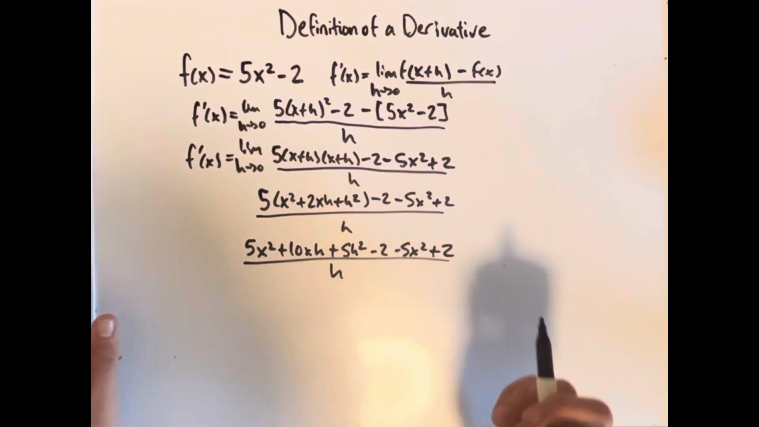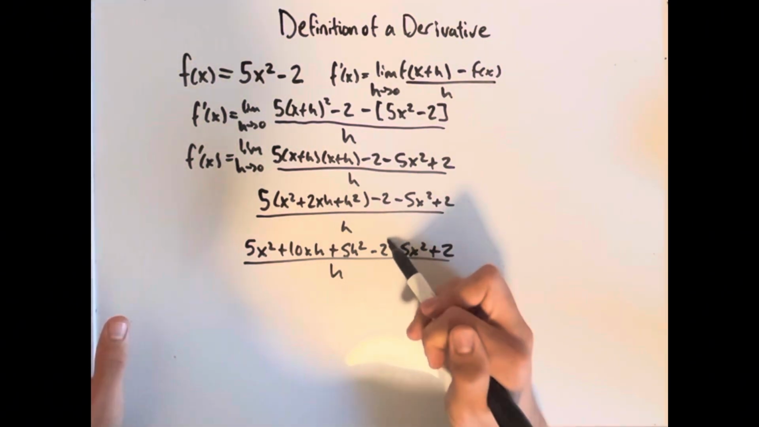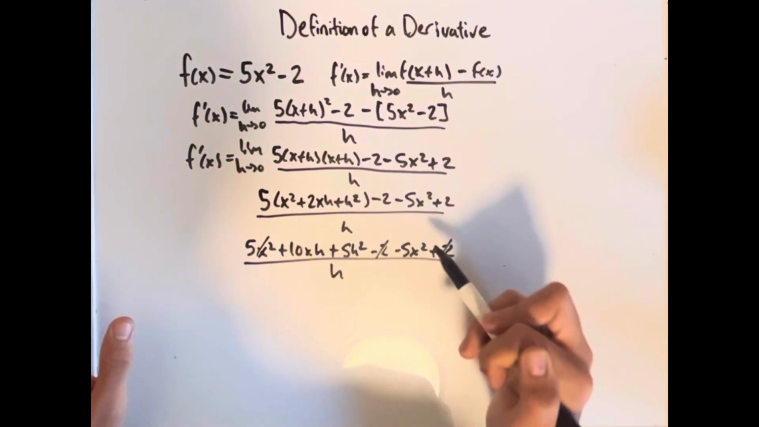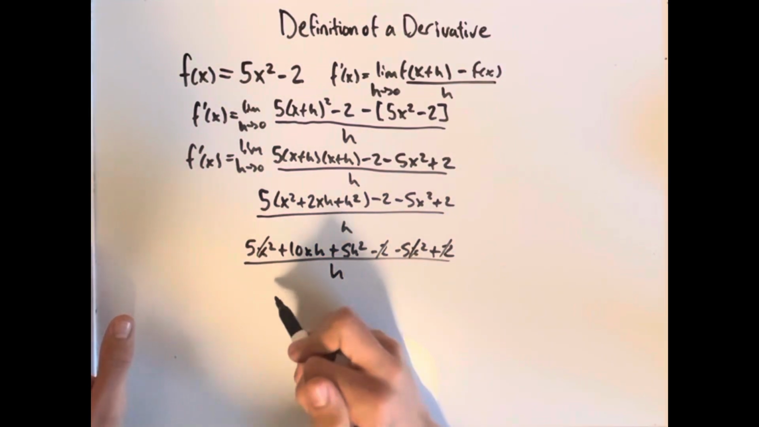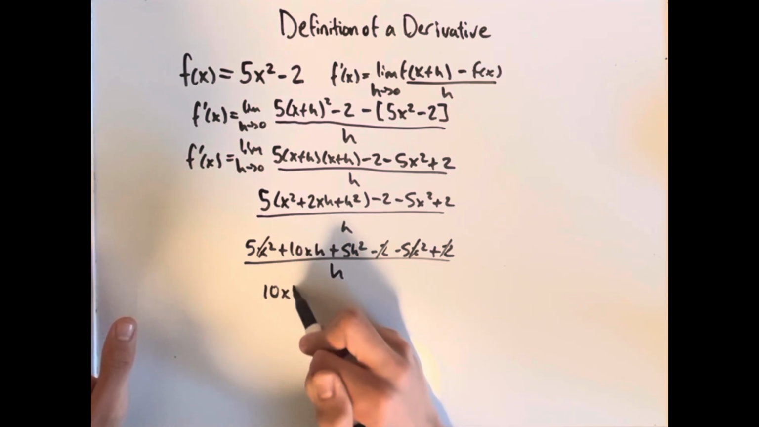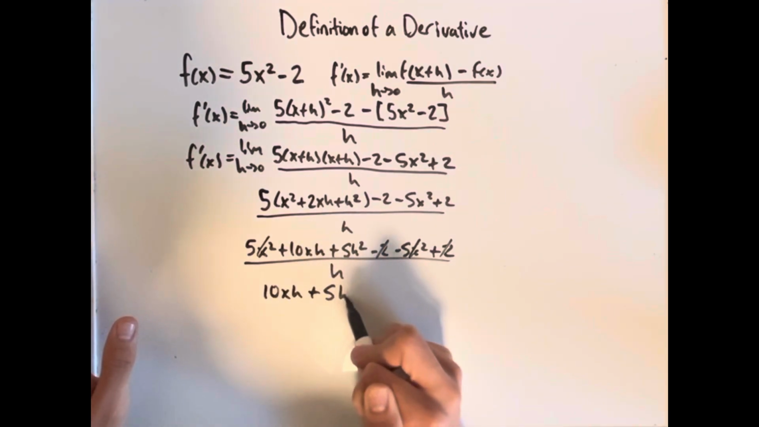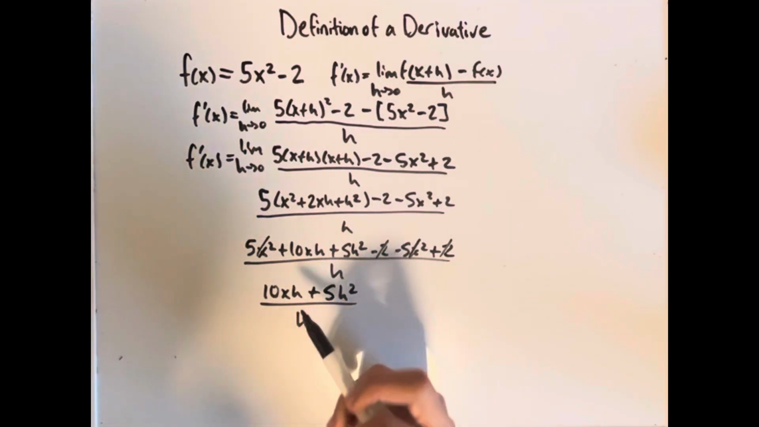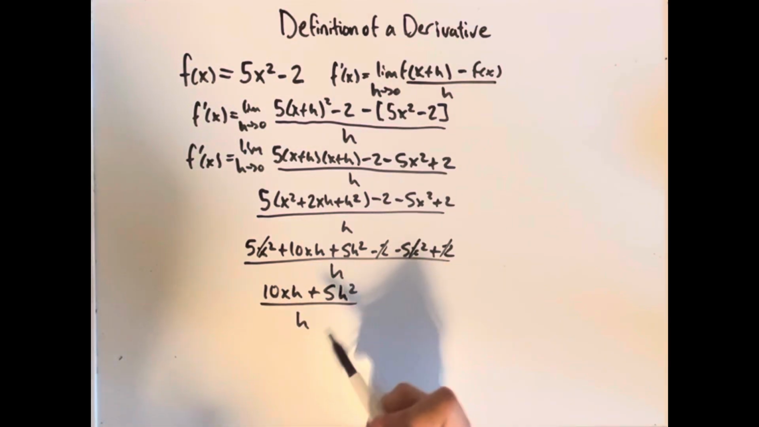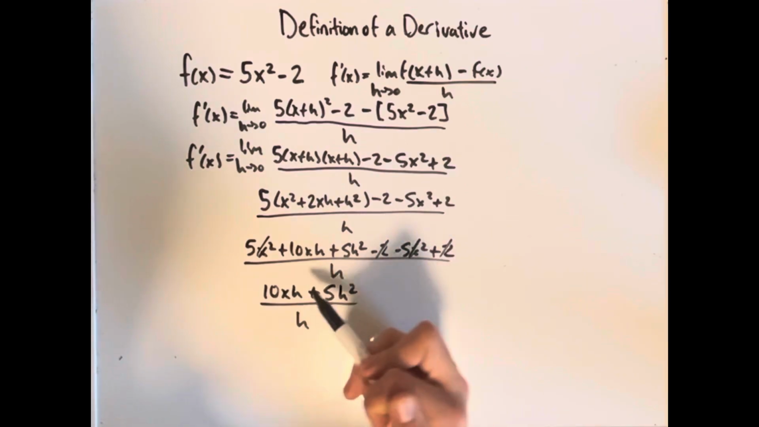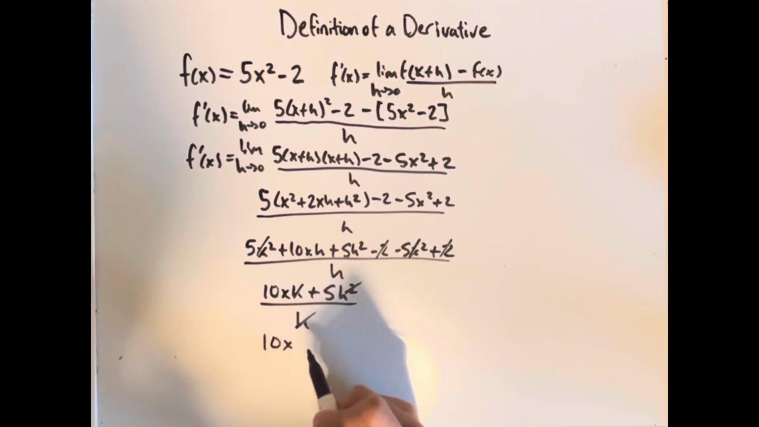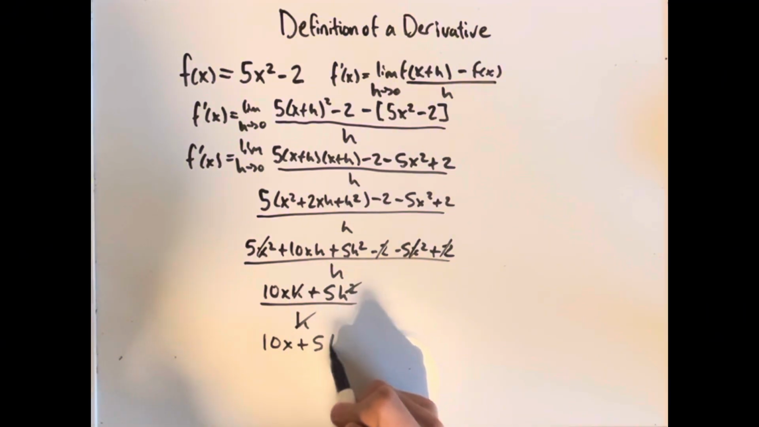Now we can cancel. So this 2 and this 2 will cancel. This 5x squared and that 5x squared will cancel. So now all we're left with is 10xh plus 5h squared divided by h. And since we have an h in the 10xh, the 5h squared, and in the denominator, we can cancel them. So we're going to have 10x plus 5h.